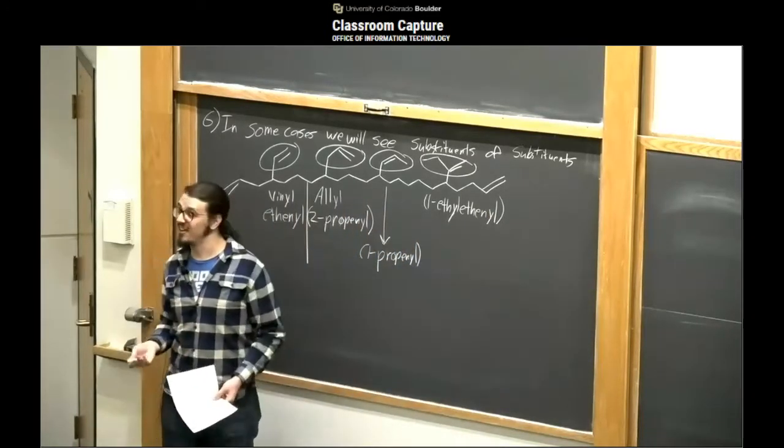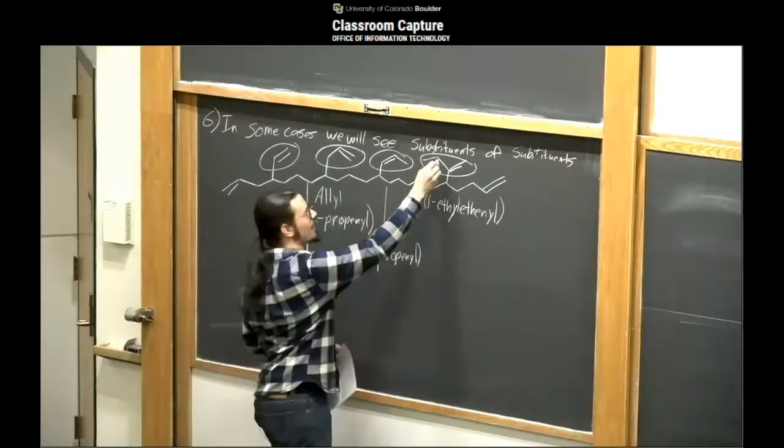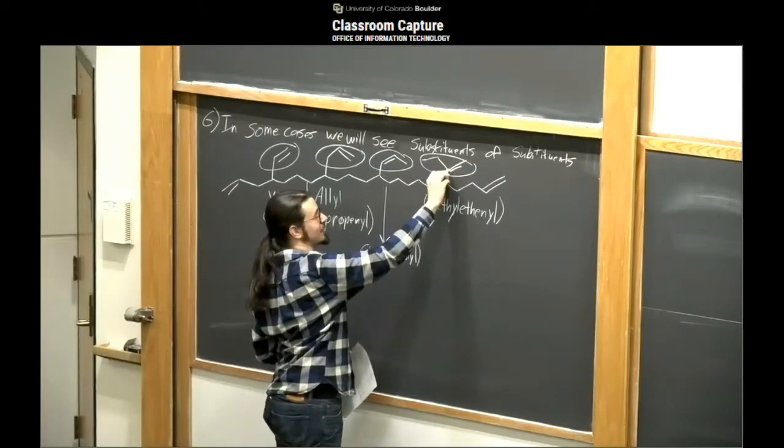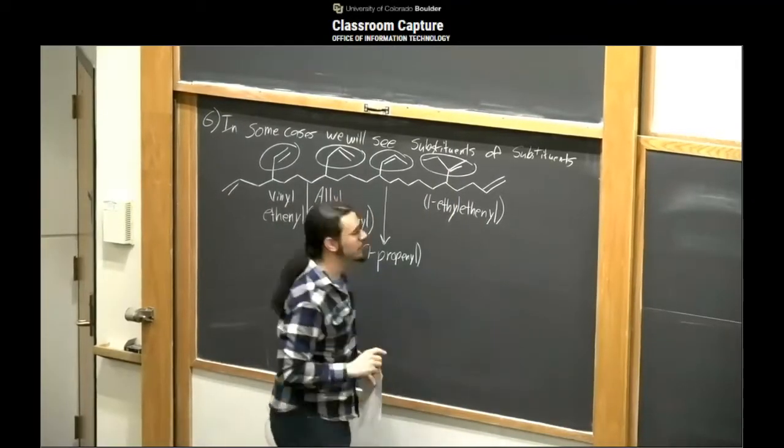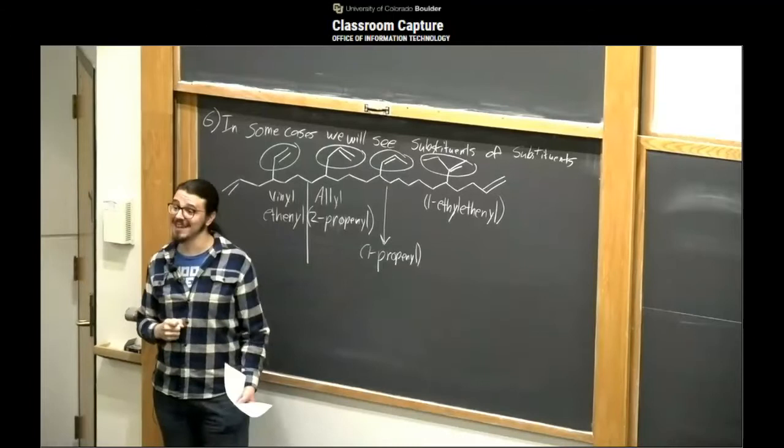So to break that down into its component parts, we have 1-ethyl, because this is the first carbon in the side chain, and ethenol, because it is a 2-carbon alkene side chain.